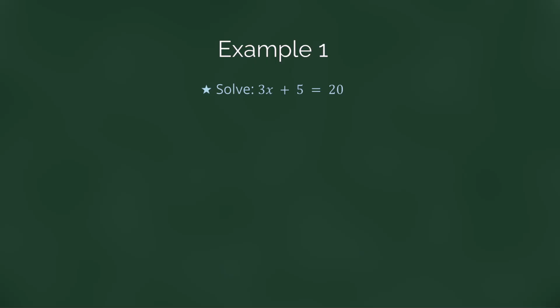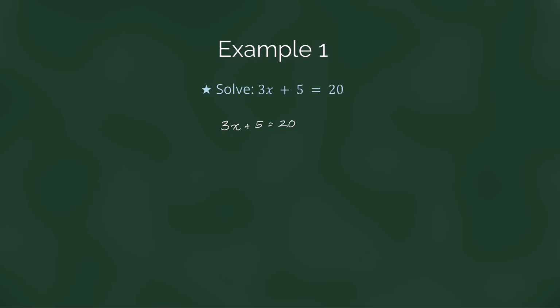Let's start with a pretty straightforward example in order to demonstrate how this works. Here we want to solve 3x plus 5 equals 20. So we're looking for the value of x that when we multiply it by 3 and then add 5 to it, we get 20. Our goal is to get x all by itself. We can see that there are two things happening to the x in this equation. It's being multiplied by 3, and then that quantity has 5 added to it. We're going to use opposite or inverse operations in order to reverse that.